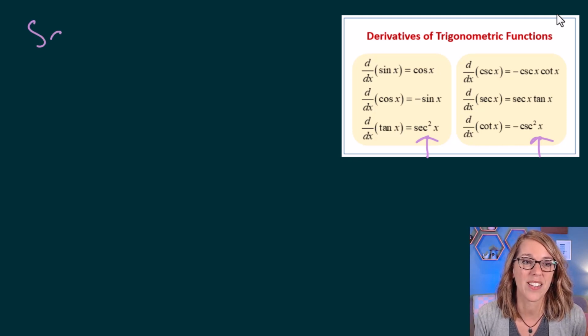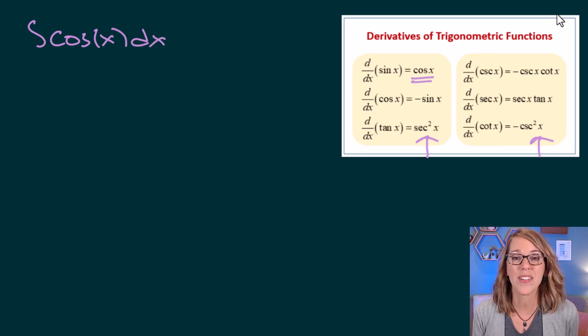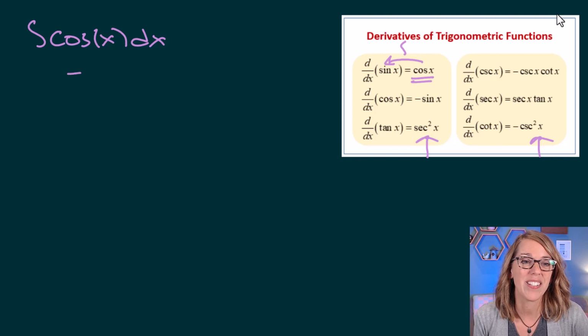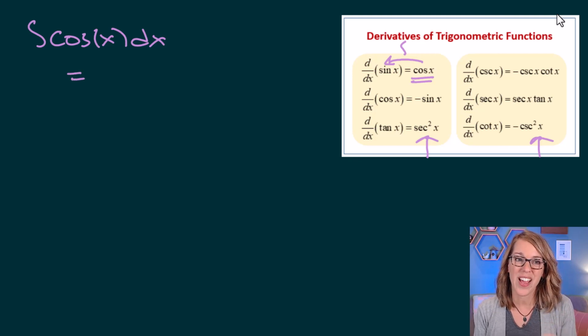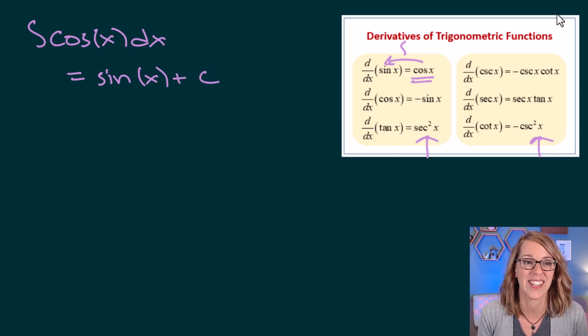For example, let's say that we've got the cosine of x dx. I'm going to look for that as somebody's derivative. There it is. It is sine's derivative. And I know that I can work backwards by doing an integral. So that means that the integral of cosine of x is going to be equal to the sine of x. And then, of course, I want to put a plus c in there.